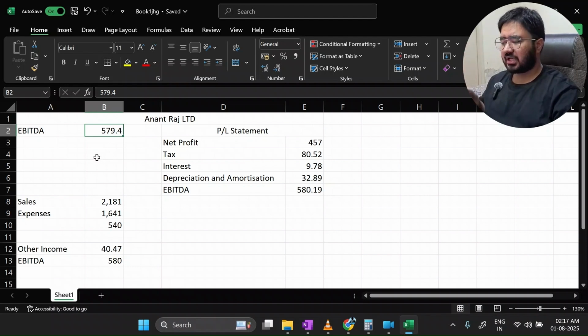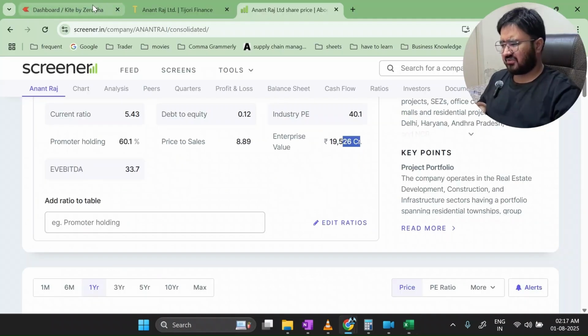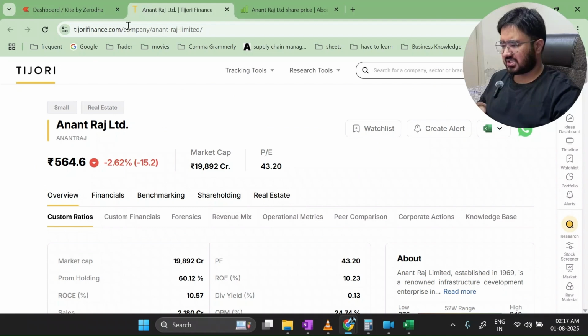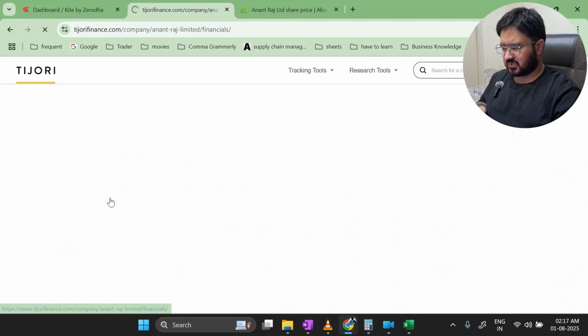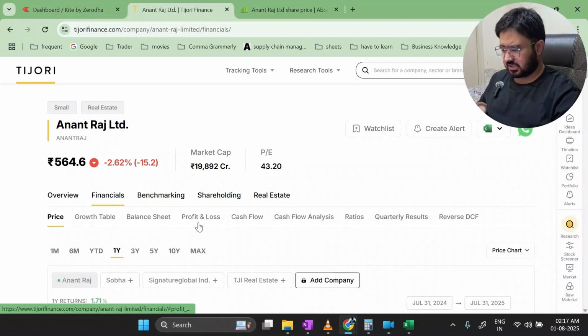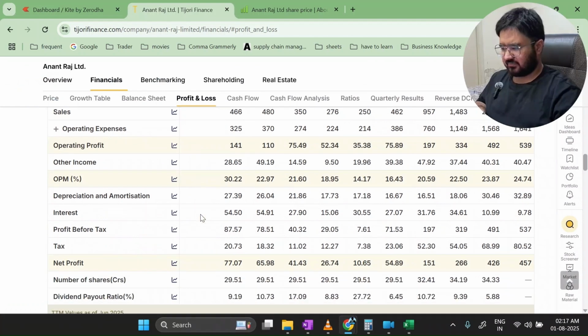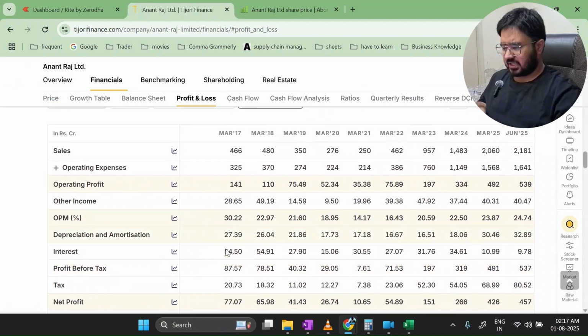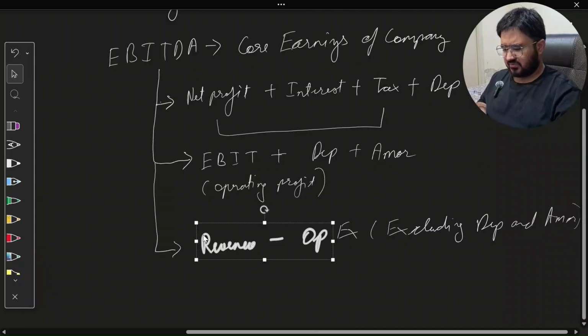Now how can you calculate it by yourself? So for that you have to go into the profit and loss statement. I'm very familiar with Tijori because it's my broker's website, so I will use that to showcase you. So we will go to the financials and we will go to the profit and loss. Okay, let me show you first is this one, revenue minus operating expense.